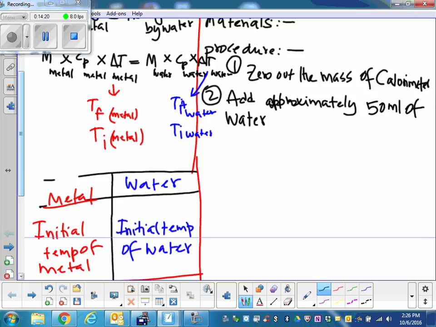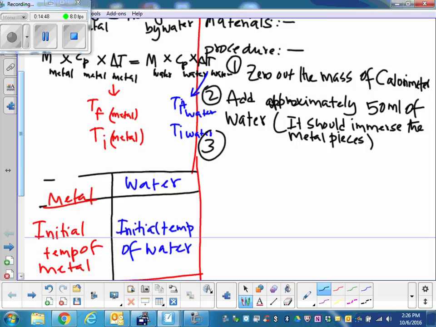All right? The main idea is it should immerse the metal pieces. And we should be careful not to take a lot of water because it won't give us a significant increase in temperature. Yes or no? As little as possible, but enough to cover the metals. Now what do? I took water. What should I do next?